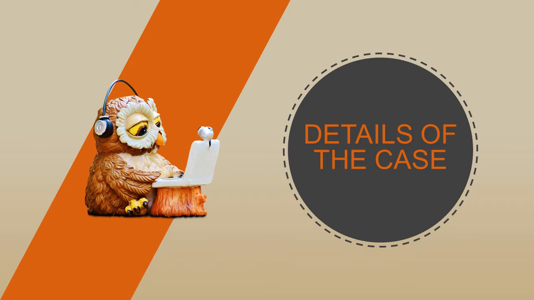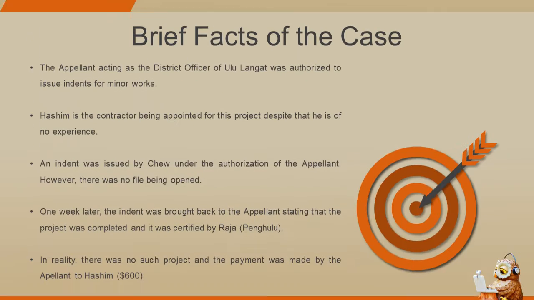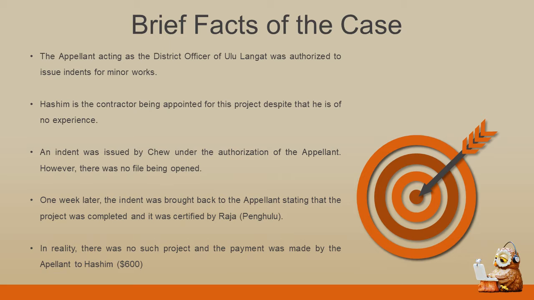Okay, now moving on to the details of the case. Brief facts of the case. Normally, a government project needs to open a tender and call for contractors to bid for it. However, since the appellant, acting as the district officer of Ulu Langat, had the discretion to issue minor works without any tender, he appointed Hashim as the contractor for the concerned project despite him having no experience.